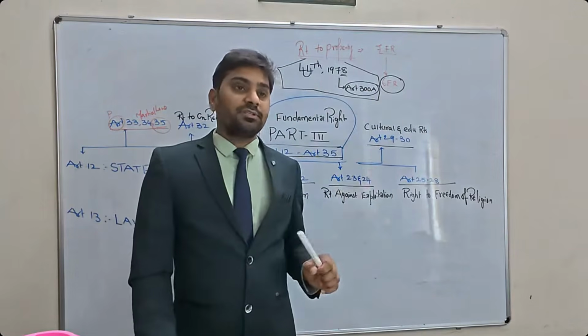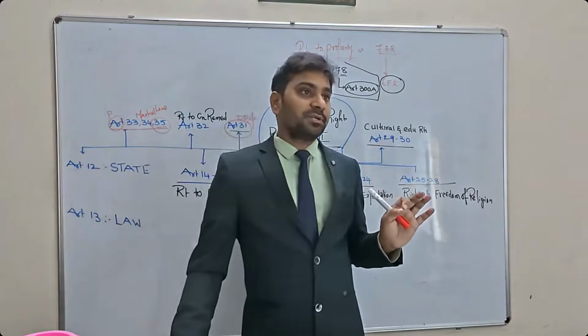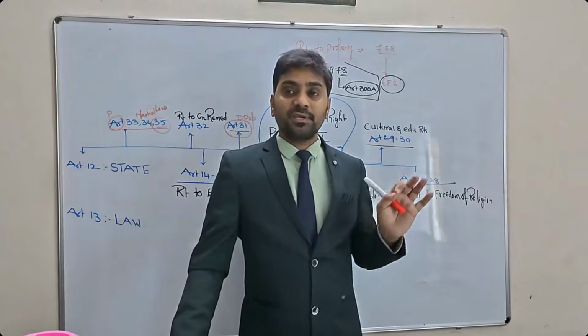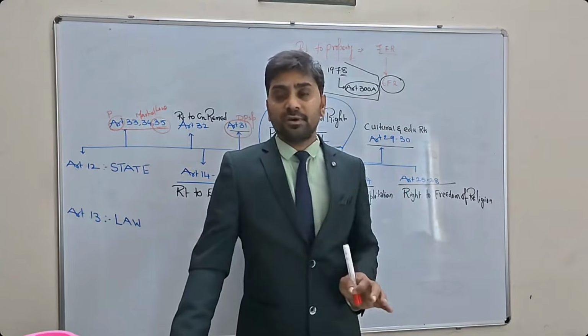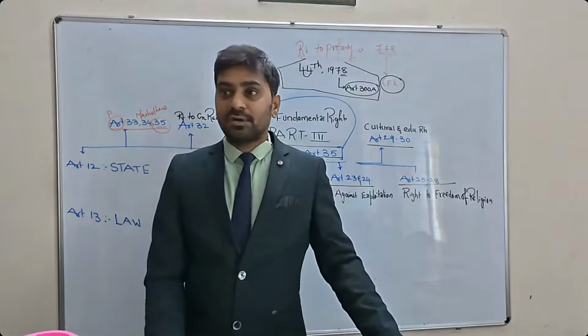So initially in the original constitution, 7 fundamental rights were there. Now they have made it 6 fundamental rights. The 1978 44th Constitutional Amendment Act has taken away right to property as a fundamental right. So we are left with the 6 fundamental rights today.